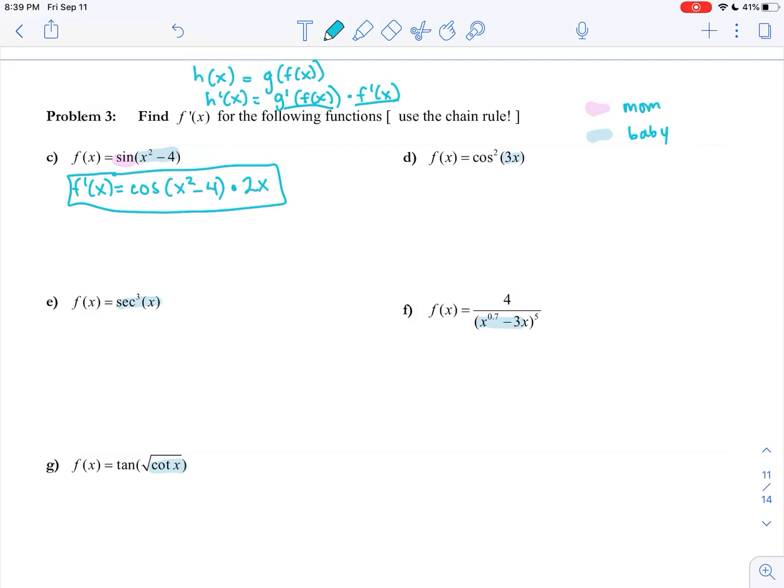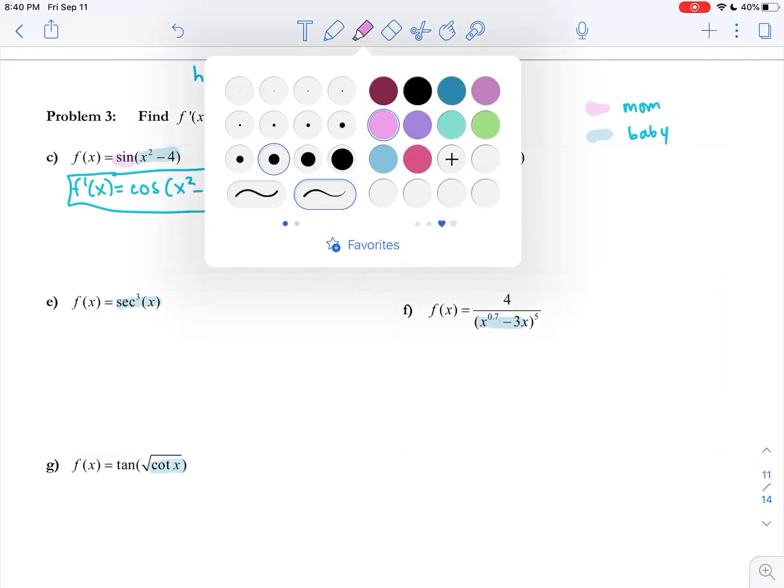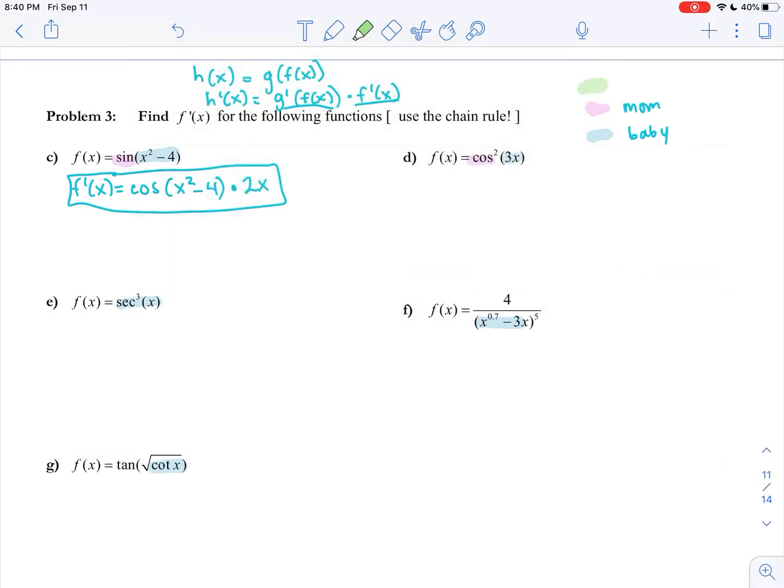Okay, for part D, our mommy function is, okay, this is kind of tricky here. Our mommy function is cosine of x. So if the inside function is 3x and the mommy function is cosine of x, what do we do with the 2? Well, guess what, you guys? We have a third generation in this household. This is a multi-generational household. This is, let's call it, the grandma function.